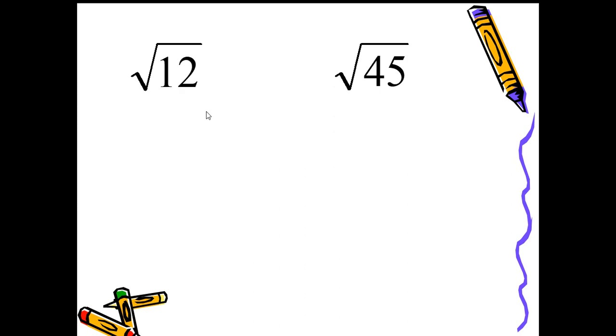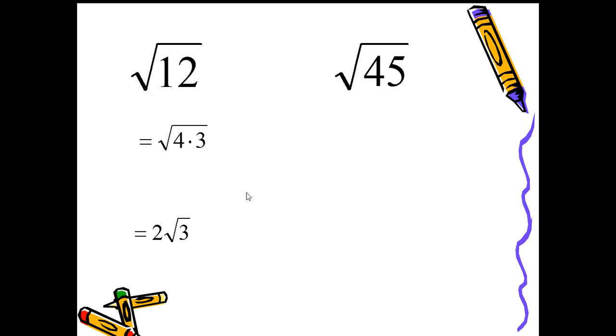Now, radical 12. How are we going to do radical 12? Which perfect square times which number gives me 12? I know that it's 4. Radical 4 times 3. And what is radical 4? 2, times radical 3, it's 2 radical 3.